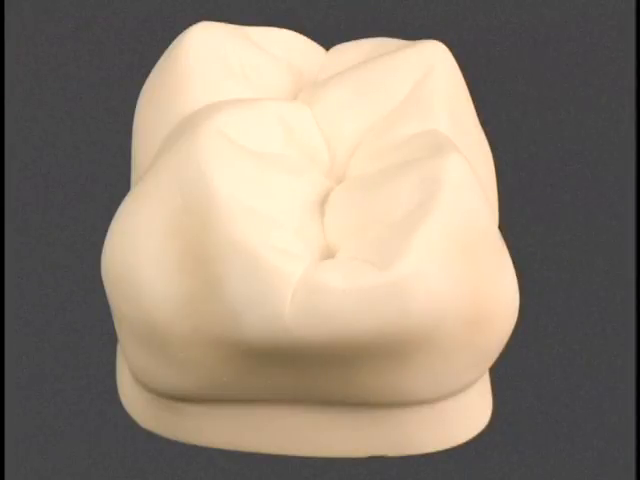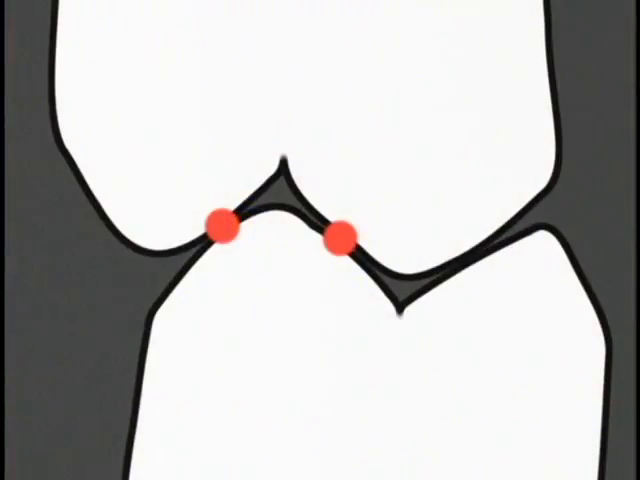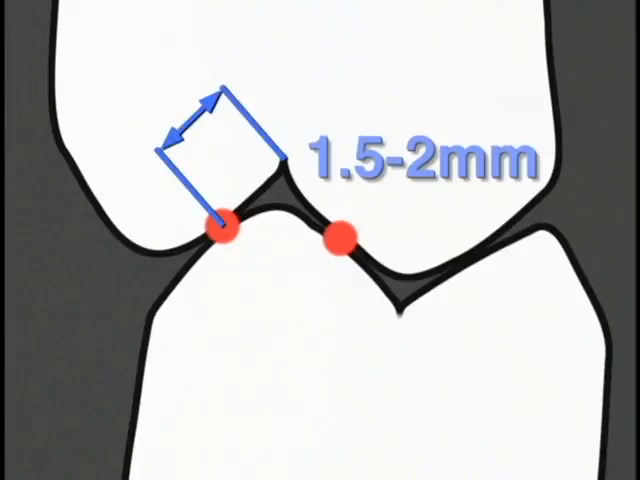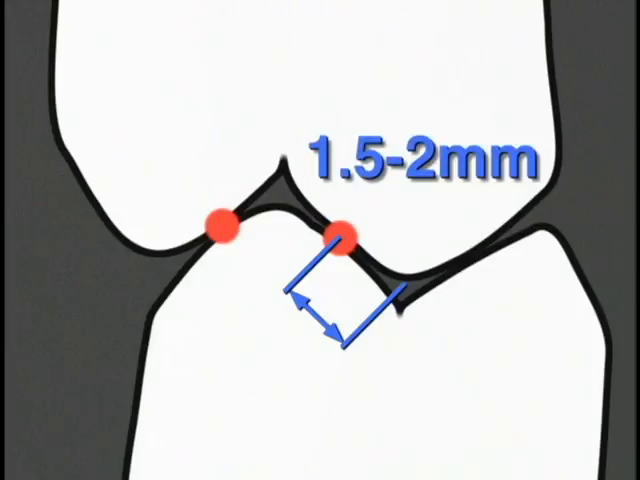What you really want is to spread out the area of impact onto the surrounding ridges. The contact points are in the fossa, not the pit. In fact, they're located about halfway down, or 1.5 to 2 millimeters away from the pit. And on the opposing cusp, the contact points are going to be located about halfway down, or 1.5 to 2 millimeters away from the cusp tip.